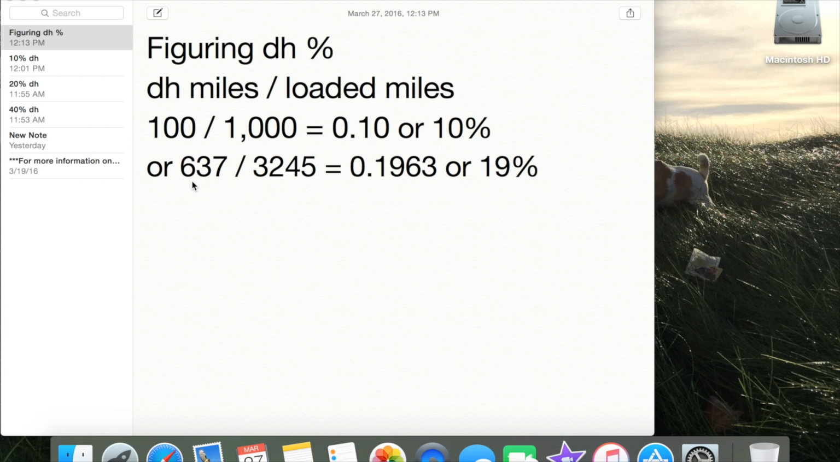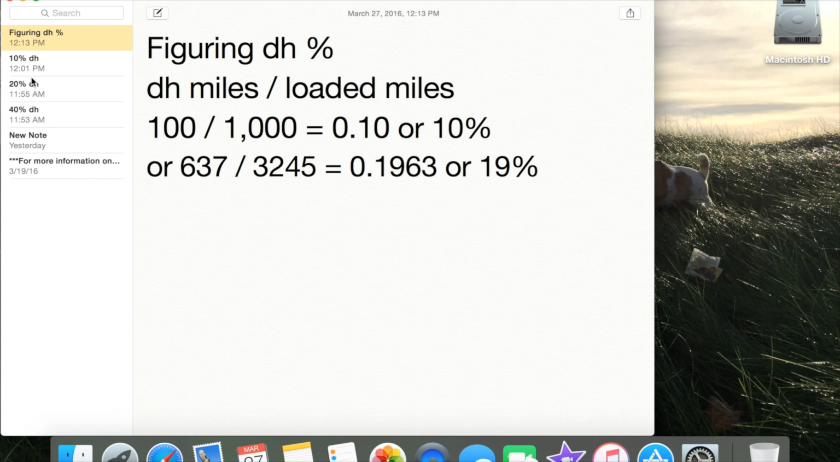Here's another example. If you have to deadhead 637 miles for a 3,245 mile load, you'd put that in your calculator: 637 divided by 3245 gives you 0.1963, or 19%, or if you round up, you would get 20% deadhead.